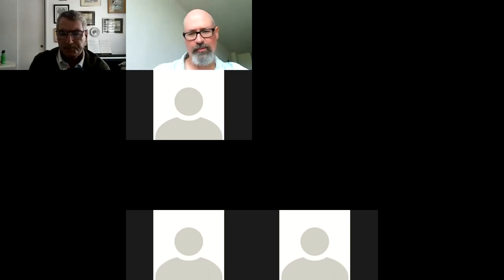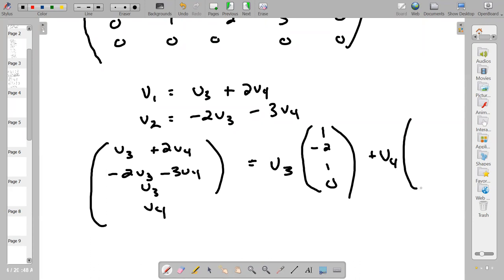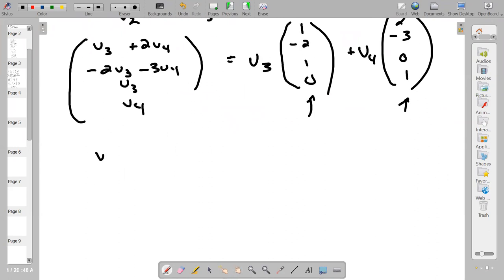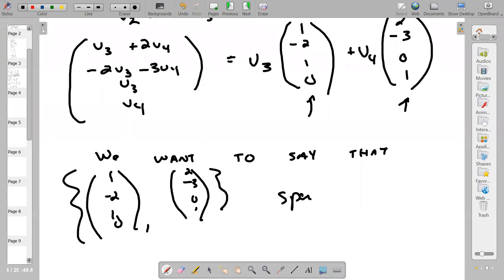So to continue it, you know, we would normally break that thing up. We kind of see what we're dealing with. When I write this down in terms of the two free variables, I'm looking at the two vectors, I should get a 1, a negative 2, 1, 0, plus, you know, another free variable, a scalar times the other vector, maybe a 2, minus 3, 0, 1. Now, we want to say that the set of two vectors, 1, negative 2, 1, 0, and the other one, 2, negative 3, 0, 1, span the null space of A. We want to say that.